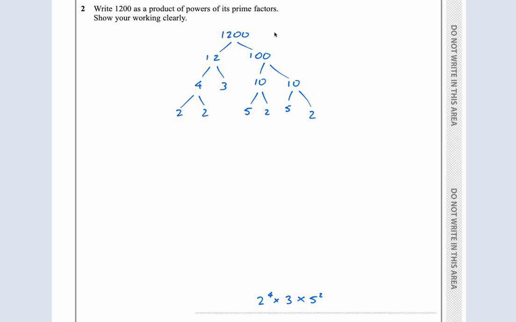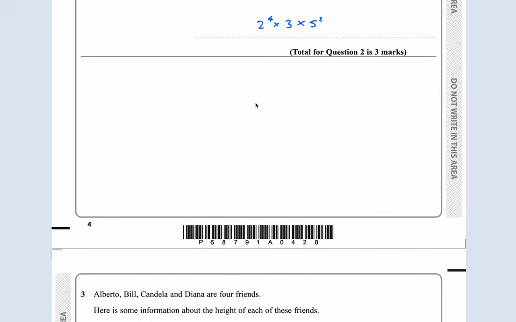So now clearly you can see that we have a 2, a 2, a 2, and a 2. That's my 2 to the power 4. We have a 3. That's my 3. And then 5 and a 5. That's my 5 squared. So the tree is all you need for your working.